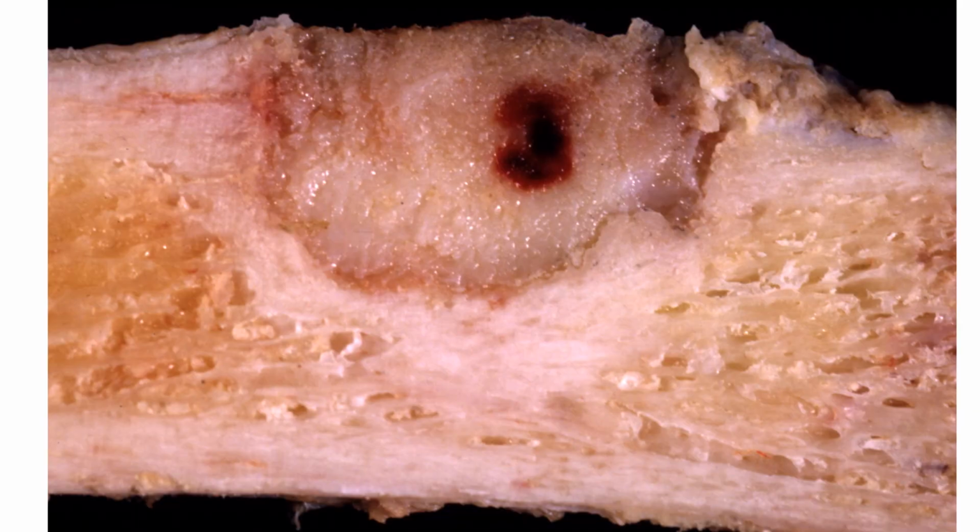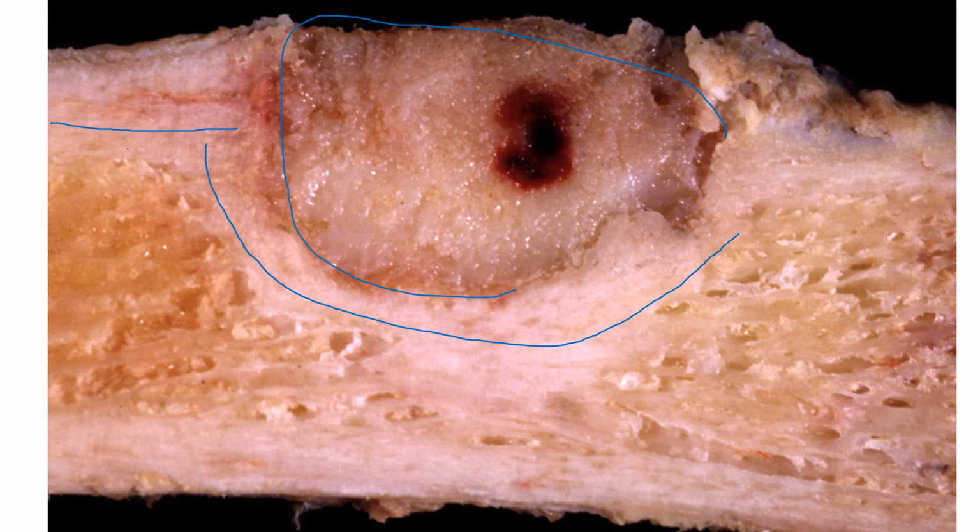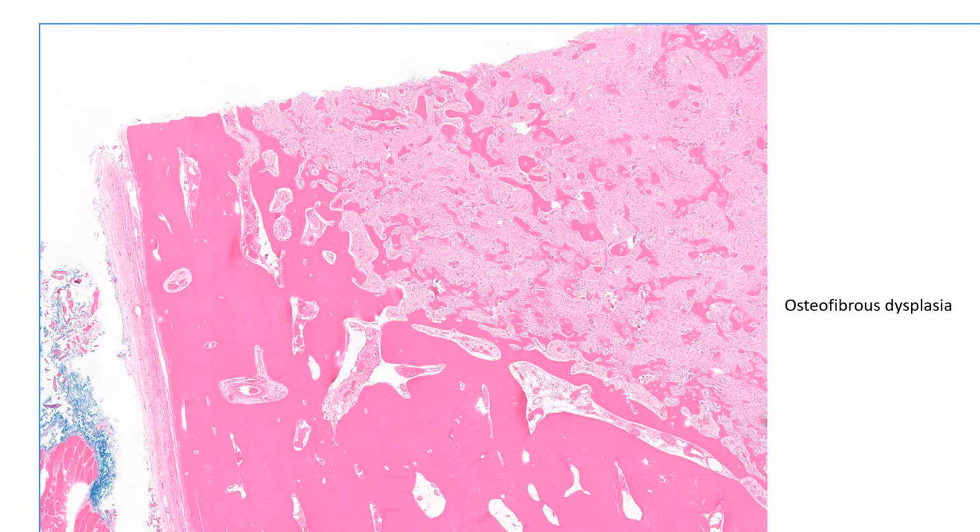Now again, you can see the same thing on a gross image. Notice the significant sclerosis around the lesion. Notice the lesion is predominantly intracortical, and here's the lesion, right? So an intracortical lesion, and guess what? This lesion was indeed in the tibia. Time for some histology, and this is a very low power view. If you look at the lesion itself, there are these bony trabeculae surrounded by a relatively hypocellular lesion. This is a fibroosseous lesion, and in this case, osteofibrous dysplasia.